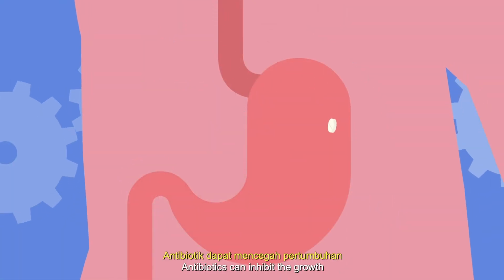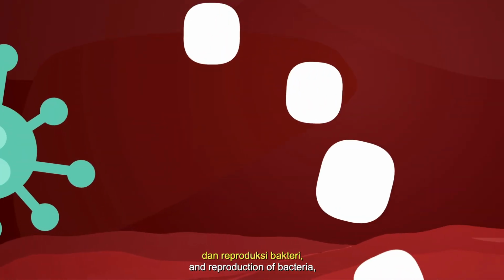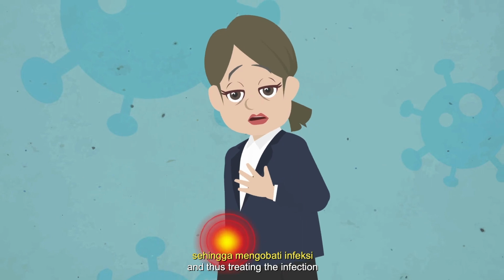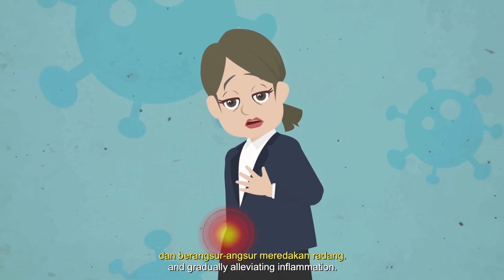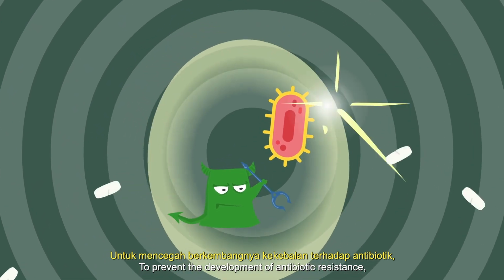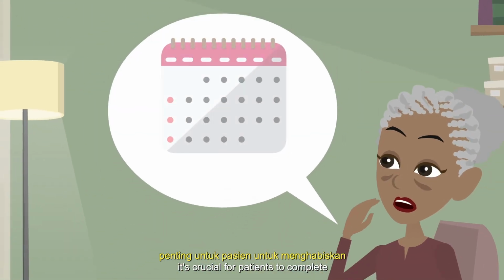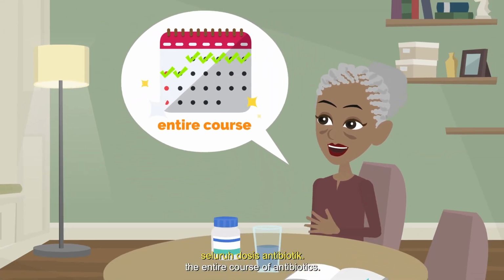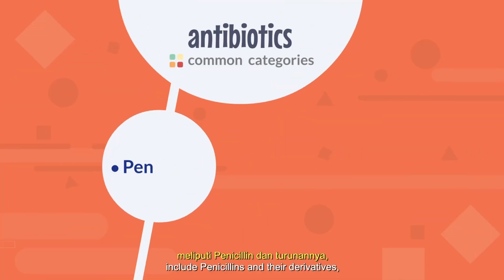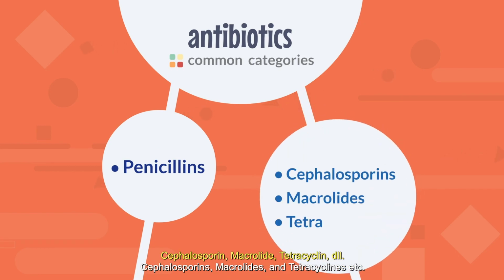Antibiotics can inhibit the growth and reproduction of bacteria, disrupting their metabolic pathways, and thus treating the infection and gradually alleviating inflammation. To prevent the development of antibiotic resistance, it's crucial for patients to complete the entire course of antibiotics. Common categories of antibiotics include penicillins and their derivatives, cephalosporins, macrolides, and tetracyclines, etc.